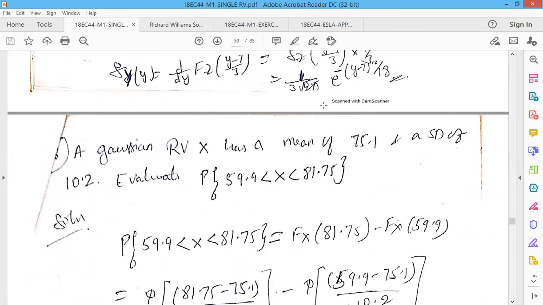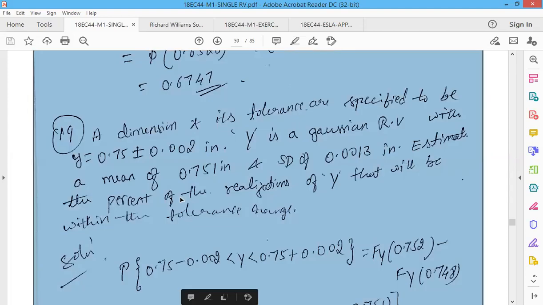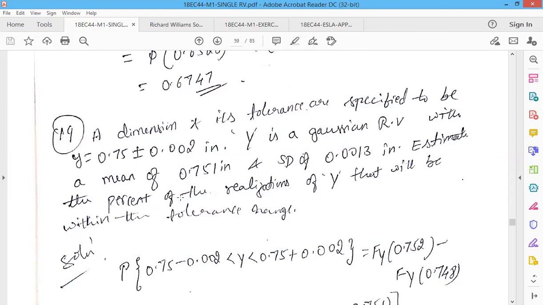The next problem is the 69th problem we are going to solve. Here the 69th problem is: a dimension and its tolerance are specified to be y equal to 0.75 plus or minus 0.002 inches. Y is a Gaussian random variable with a mean of 0.751 and standard deviation 0.0013. Estimate the percentage of realizations of y that will be within the tolerance range.